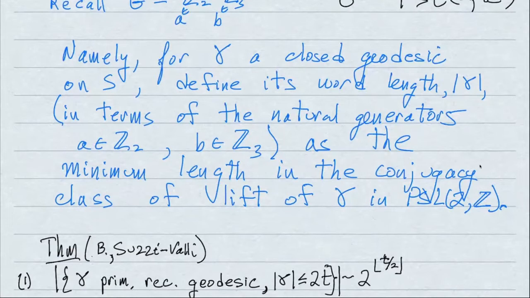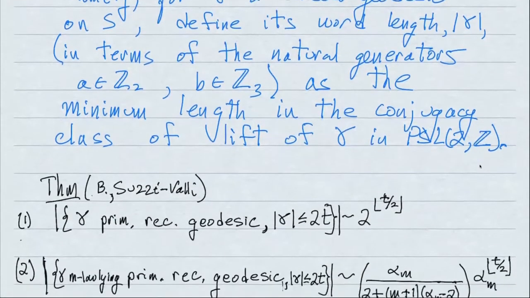So you have gamma, it's a closed geodesic. It could be a reciprocal geodesic. You lift it upstairs. It corresponds to a conjugacy class of hyperbolic elements. Each of the hyperbolic elements in the conjugacy class has a word length, and there's a minimal length one. And that's what I'm calling the word length of the element gamma.